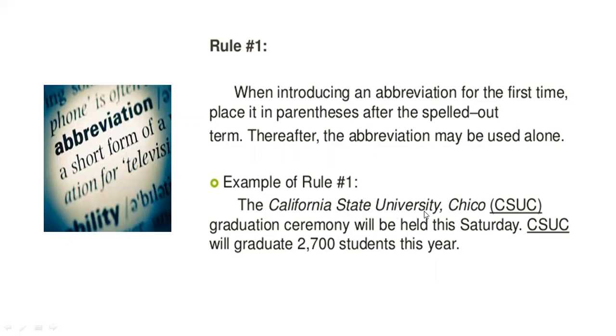CSUC will graduate 2,700 students this year. So we cannot say the full name every time. We can cut that word short, and it should be placed in parentheses after the spelled out term, like this. CSUC, that is California State University, Chico. So this is the first rule: when introducing an abbreviation for the first time, place it in parentheses after the spelled out term.